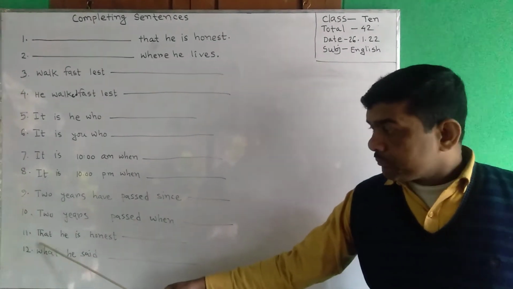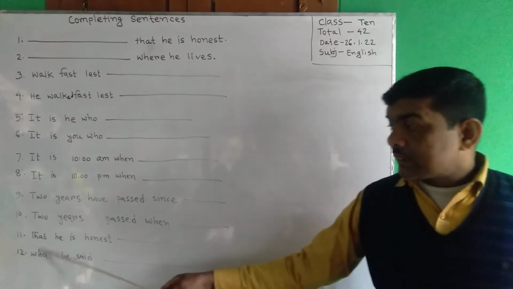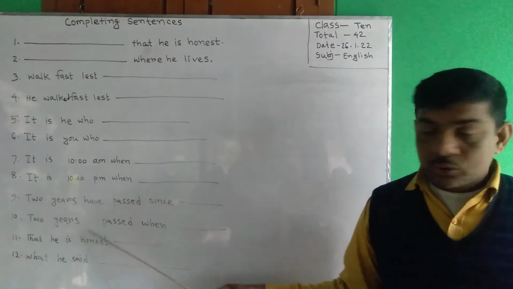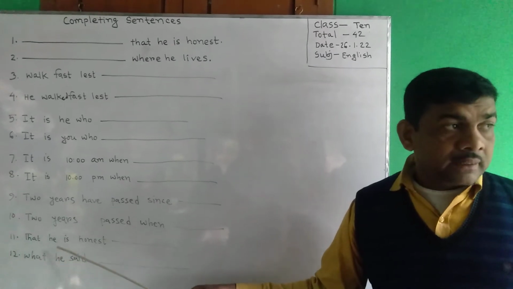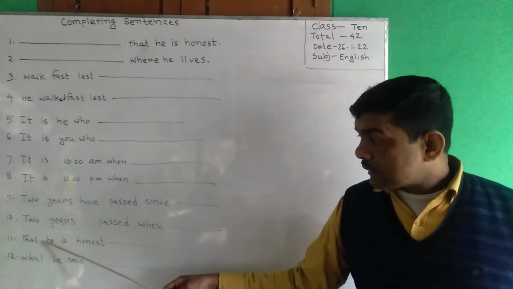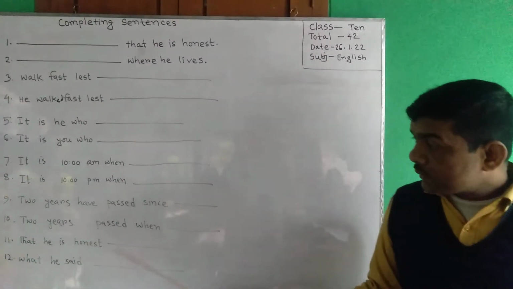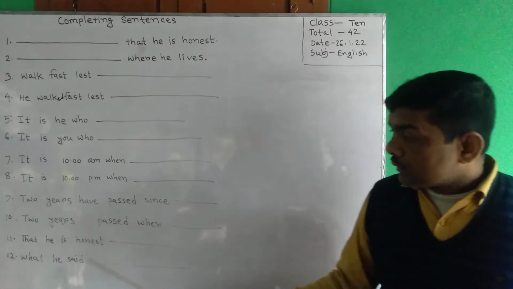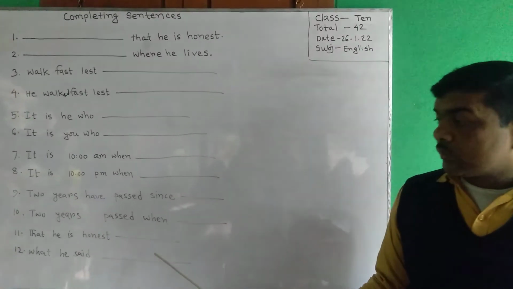Number 11. That he is honest. It is a subordinate noun clause. It is a subject. So, if we find any subordinate noun clause at the beginning, we can use is true. That he is honest is true. What he said is true. These are the rules.